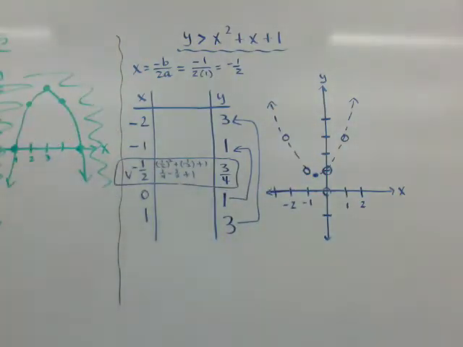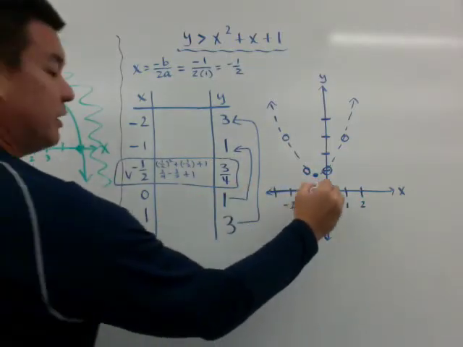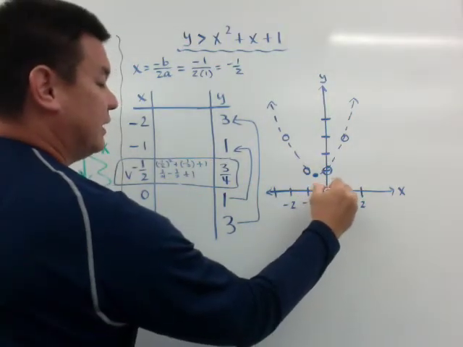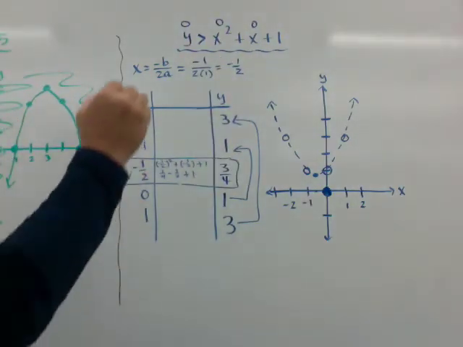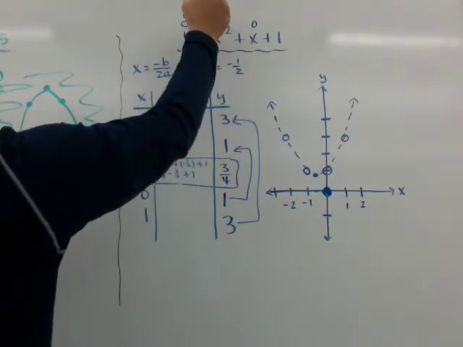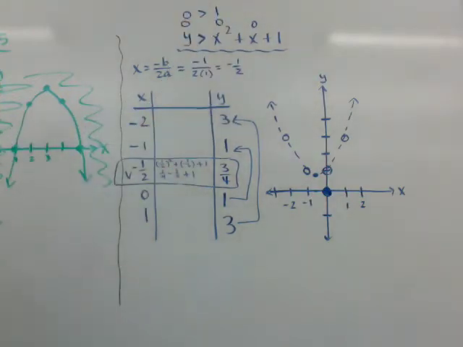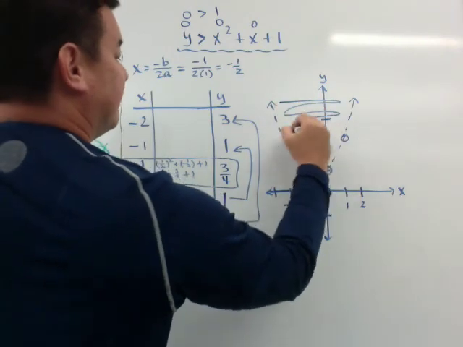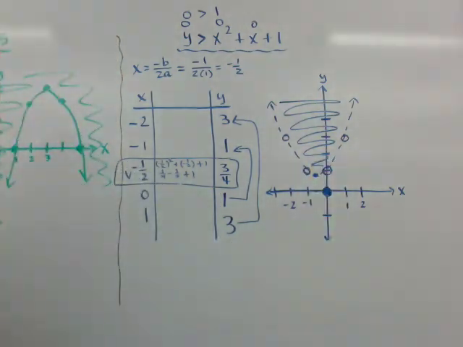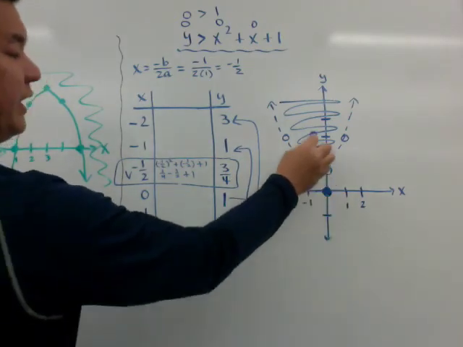And now I need to test the point to see if I shade inside the parabola or outside. So I'm going to choose 0, 0 again, because that's the easiest one. So it becomes 0 is greater than 0 plus 0 plus 1, which is false. 0 is not greater than 1. Therefore, I need to shade away from the 0, 0, which means I need to shade inside of the parabola. So again, 0, 0 was false, so I shade inside of the parabola.